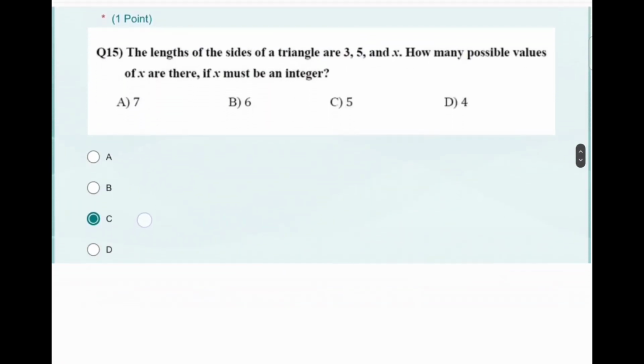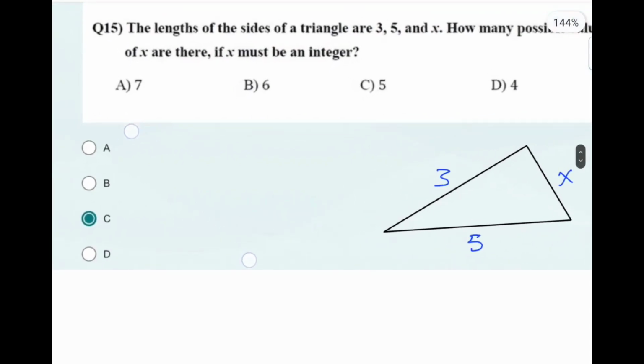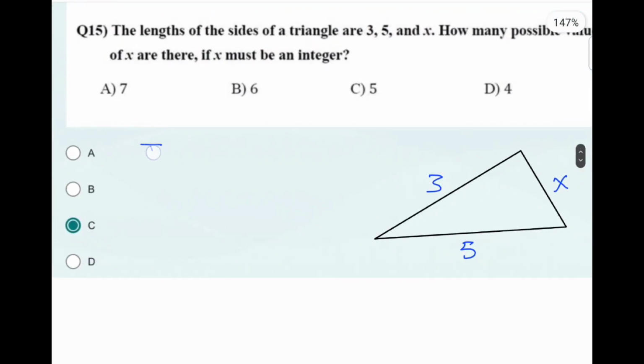This question here says the lengths of the sides of a triangle are 3, 5, and x. How many possible values of x are there if x must be an integer? So again, let's draw a triangle with sides given by x, 3, and 5. Again, we need to use the triangle inequality.